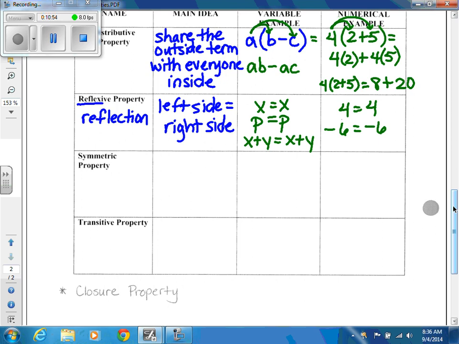The symmetric property involves the word symmetry, right? And if you can remember what symmetry was back from elementary school, if you take a picture or a shape and it has a line of symmetry right down the middle, you can fold that shape perfectly in half and everything matches. It's kind of what's going on in this property too. Okay? You are taking a statement and switching the values on the left and right.